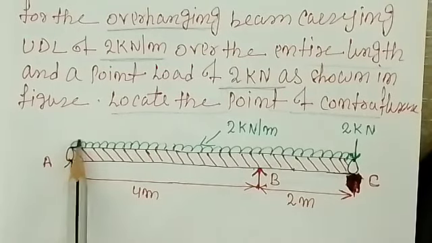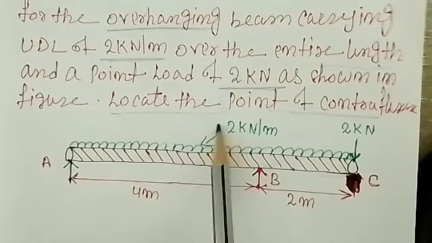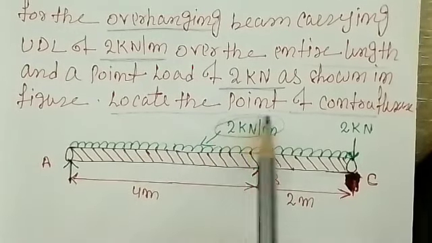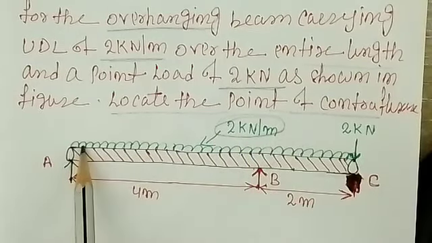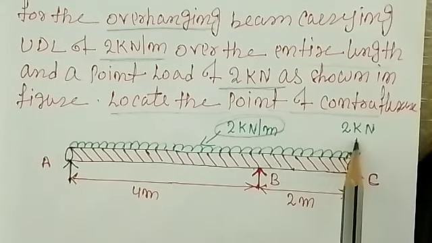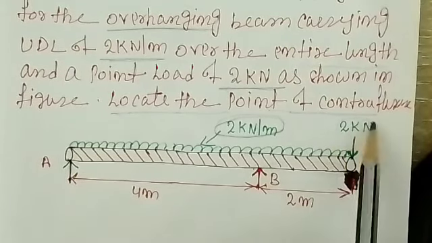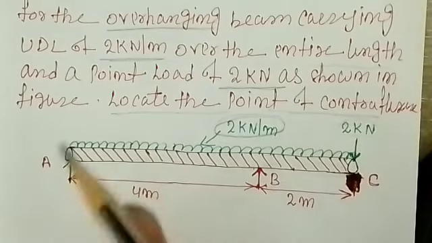So this 2 meter is known as the overhanging portion. If you look at the beam, we have a UDL acting with a magnitude of 2 kilonewton per meter over the entire span, right? And at the extreme end, at the right hand of the beam, a 2 kilonewton point load is acting at the point C, right?